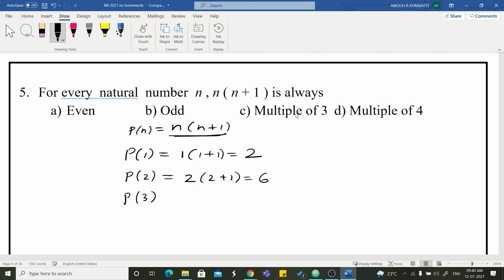Take n is equal to 3. P of 3 is equal to 3 of 3 plus 1. 3 plus 1, 4. 4 threes are 12. Observe it: 2, 6, 12. Are they odd number or even number or multiple of 3 or multiple of 4? Which one is right option? Option A. These are even numbers, but not multiples of 3. Is 2 in the 3 table? No. Of course 6 and 12 are. Do all these come in the 4 table? No. So these are all even numbers. So option is A. So remember, n of n plus 1 is always an even number. Okay, option A.